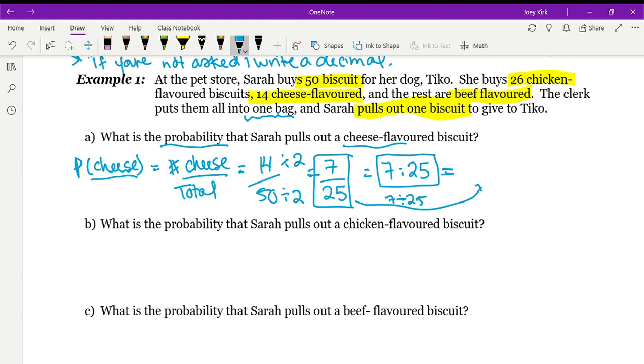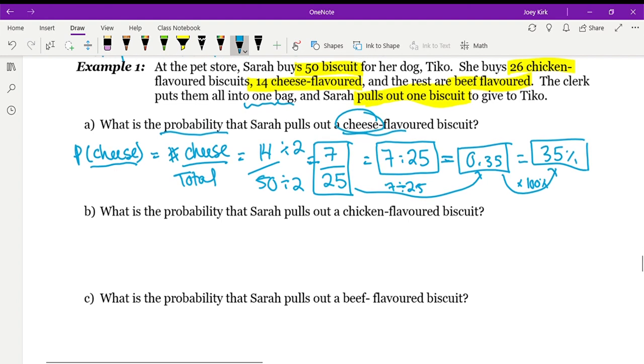That's going to give us our decimal answer, which is 0.35, okay? And to turn it into a percentage, you have to multiply that by 100%. So that would give us 35%, okay? So there's a 35% chance that Sarah pulls out a cheese-flavored biscuit. Awesome. All right, let's keep going.